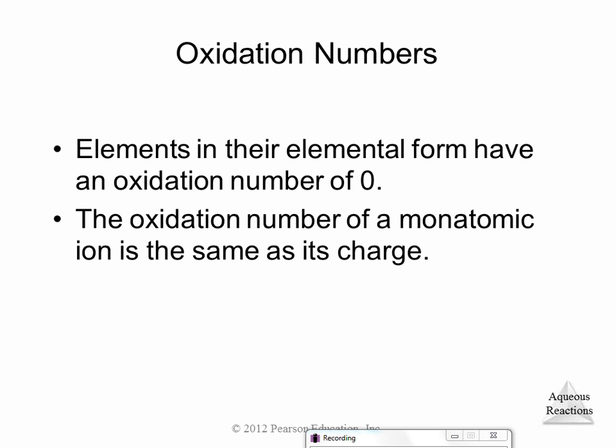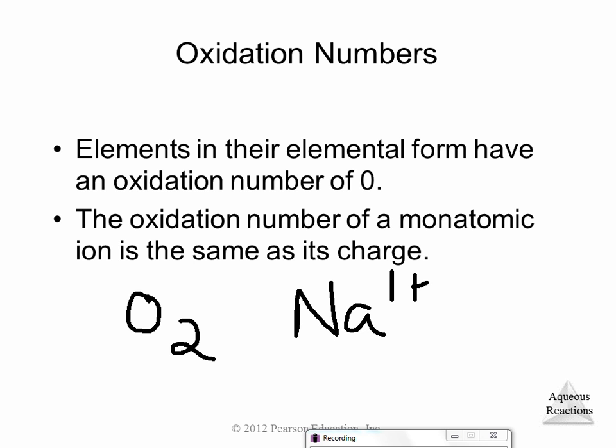For example, if we were to look at O2, that's in its elemental form, it would have an oxidation number of 0. If you have something that's monoatomic like sodium ions, that would be 1 plus. If you have sodium ions, chlorine ions, whatever it is, it's the same as its charge. Don't make this too confusing. Oxidation numbers have a lot to do with ionic charge. Not totally, but they do have a lot to do with it.